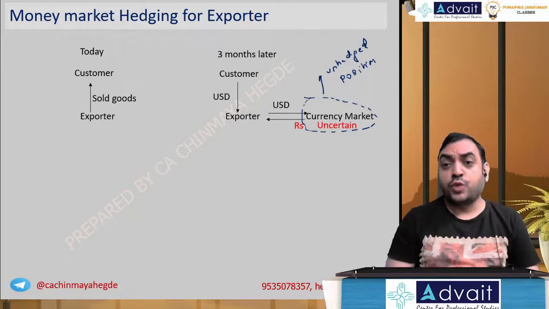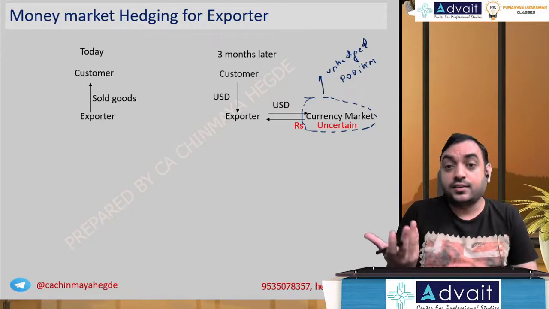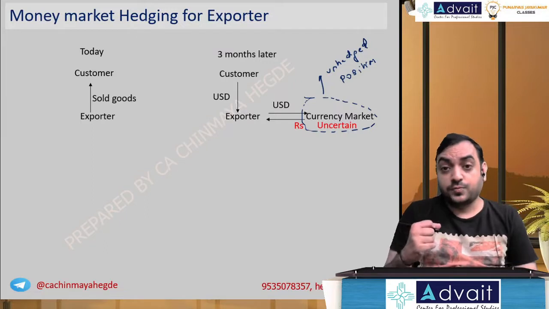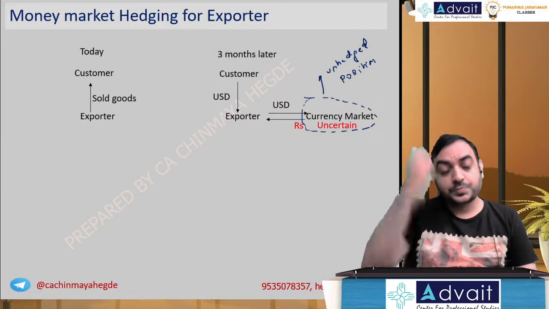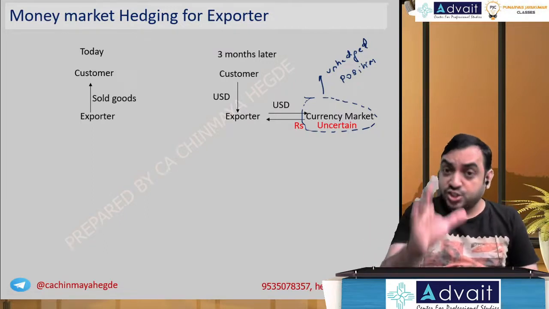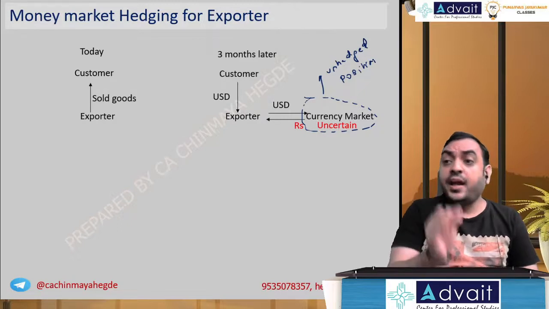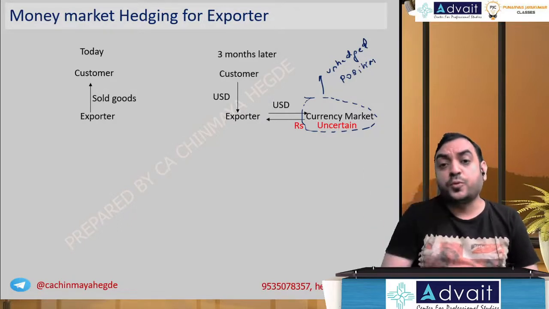Maybe the corona situation would have increased or decreased. Some more third variant, fourth variant, fifth variant. What would have happened to us? We don't know. Uncertain. It might increase also. It might decrease also. In the exam, they'll ask you that question also. Unhedged situation, what would be your position?